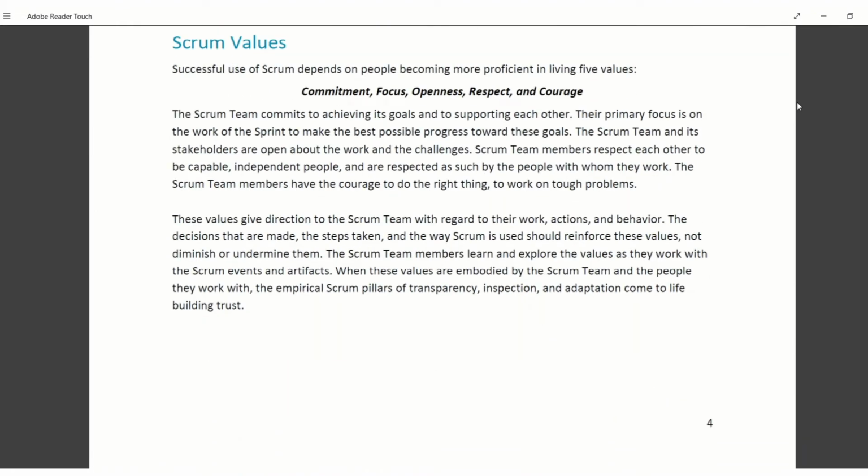Scrum values. Successful use of Scrum depends on people becoming more proficient in living five values: commitment, focus, openness, respect, and courage.